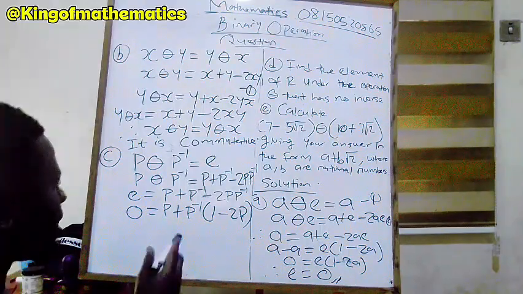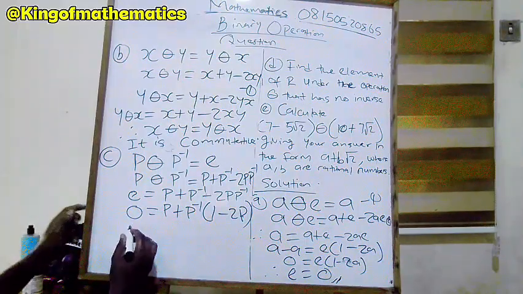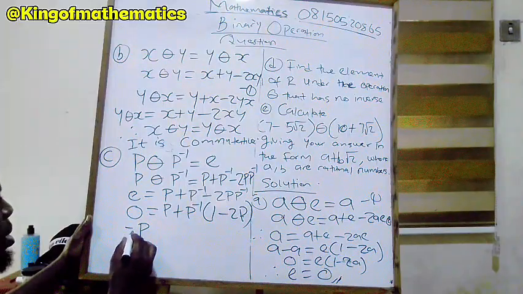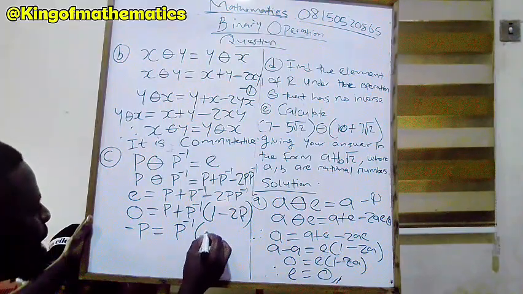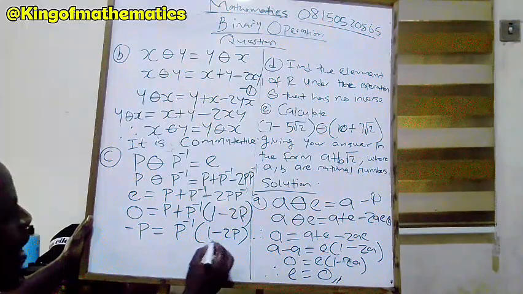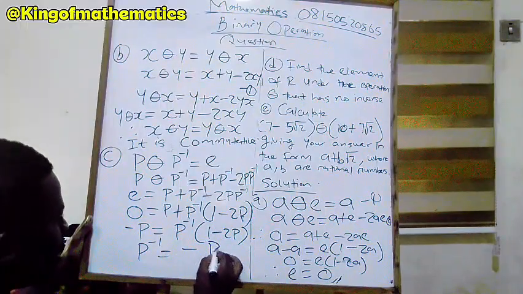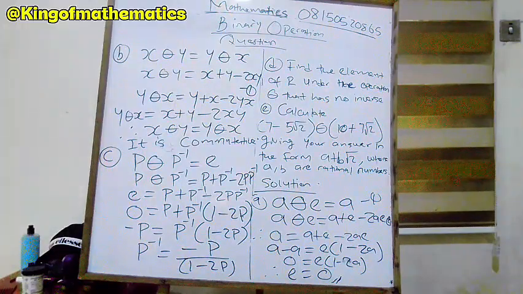So if that's the case, if this one comes to this other side, then I have minus P is equal to P inverse into bracket 1 minus 2P. So that means my P inverse, leaving this one at the other side, divide both sides by 1 minus 2P. That will give us P inverse is equal to minus P all over 1 minus 2P. You can put it in bracket and you can decide to leave it like that. So that is the inverse. I want to believe you are getting it.